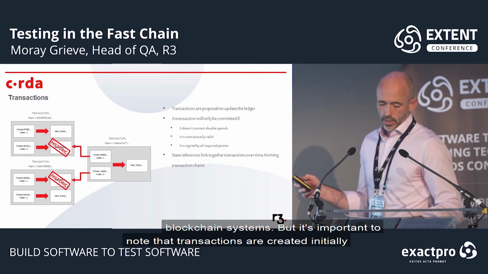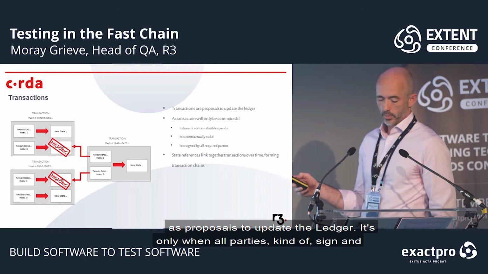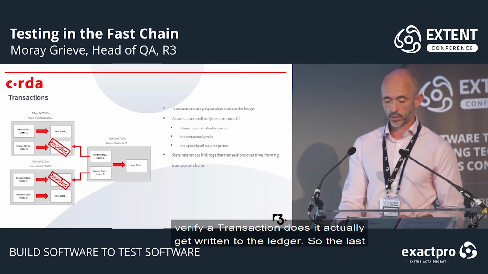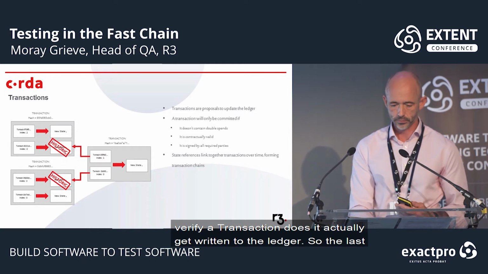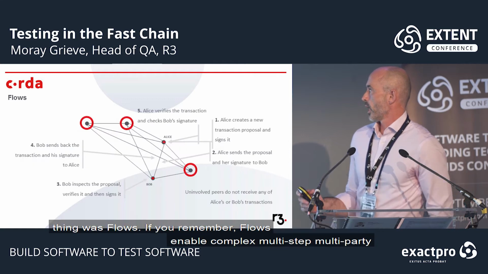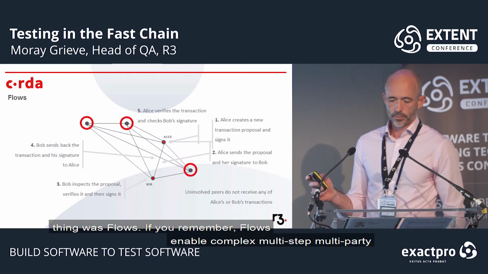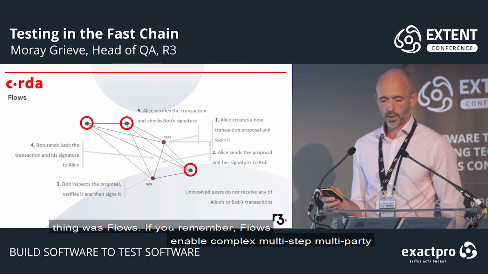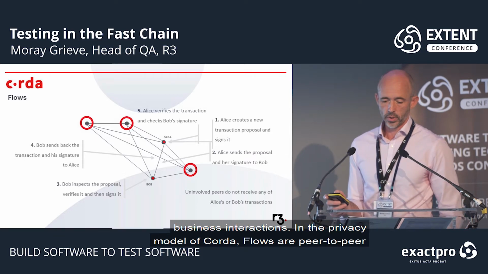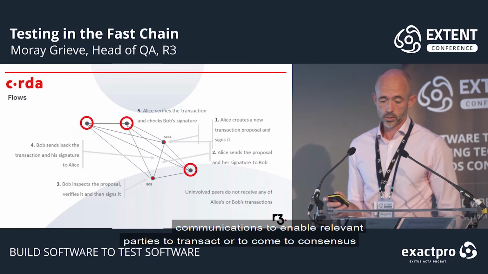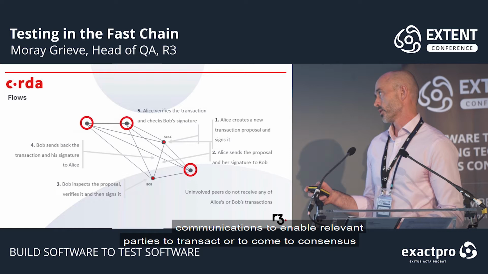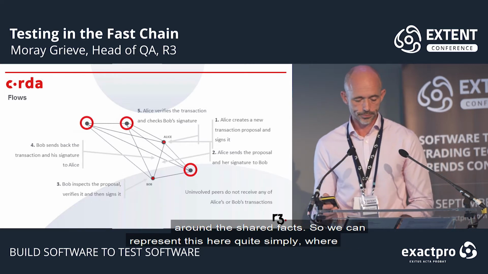But it's important to note the transactions are created initially as proposals to update the ledger. It's only when all parties sign and verify a transaction that it actually gets written to the ledger. So the last thing was flows. If you remember, flows enable complex multi-step, multi-party business interactions. In the privacy model of Corda, flows are peer-to-peer communications to enable all relevant parties to transact, to come to consensus around the shared facts.